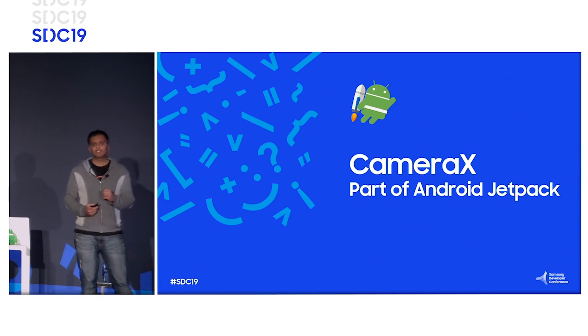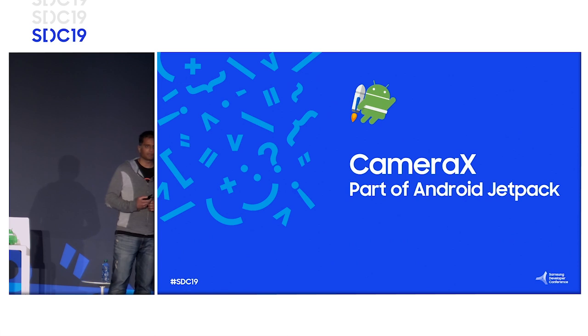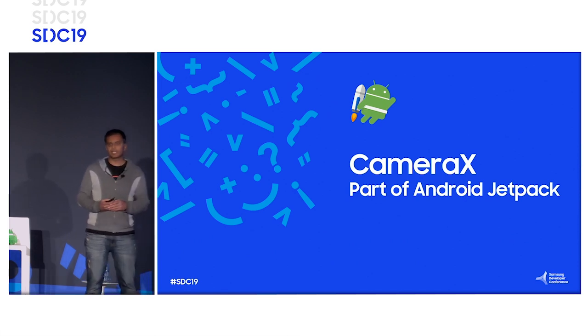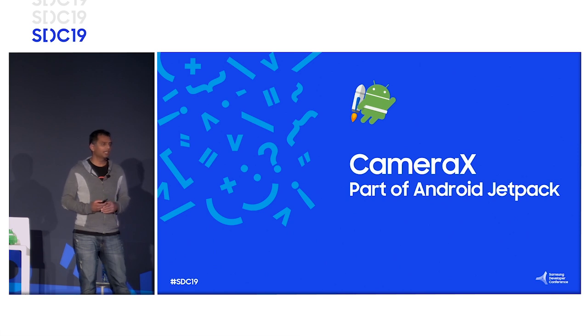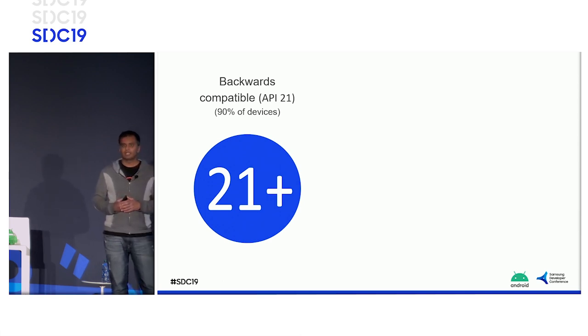To address these pain points, we've introduced CameraX into the ecosystem. CameraX is a Jetpack-based camera support library which you statically compile into your application. Now, CameraX is completely decoupled from all the Android dessert releases, which means it works all the way back to API 21, and it works across 90% of existing devices in the market today.